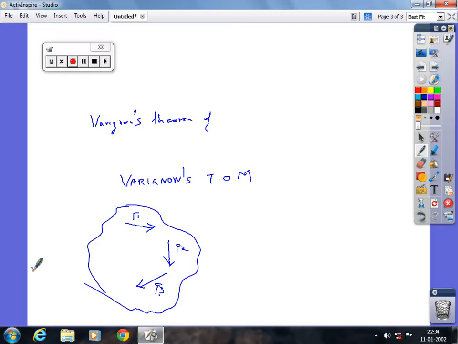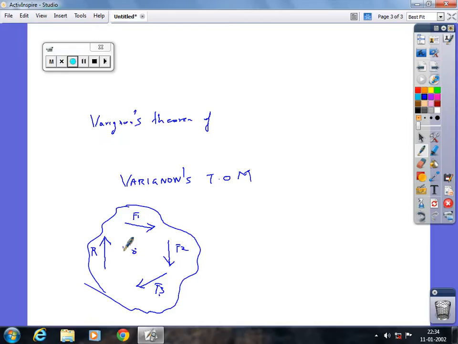Approximately, I'm plotting it here. As numbers and details are not given, I'm just assuming that the resultant is going to act here, and I'm calling the resultant capital R. Now let me take up a point here and call the point O. Based on this diagram, I'll write the equation in connection with Varignon's theorem of moments, and you try to get the definition for this one.